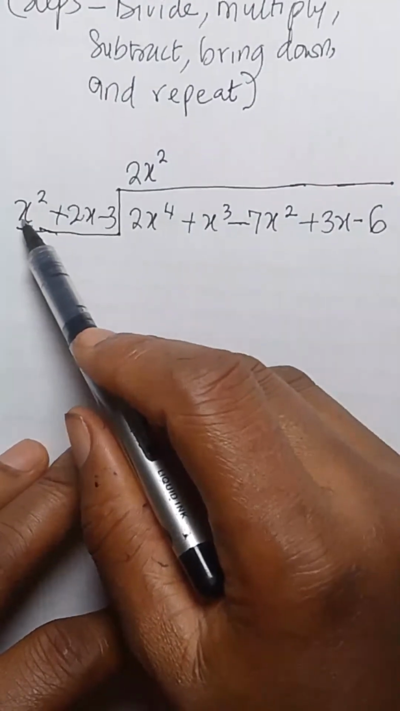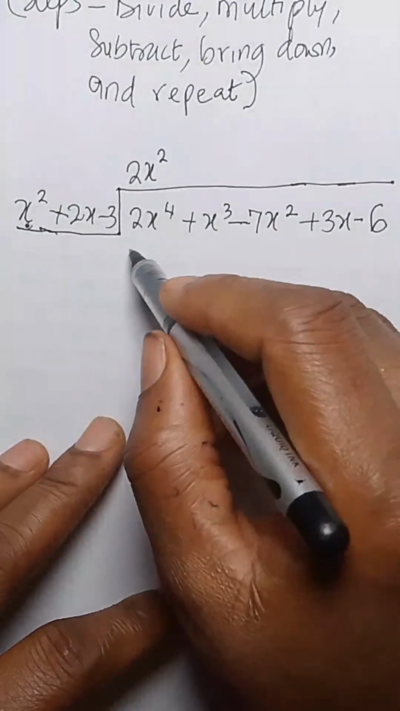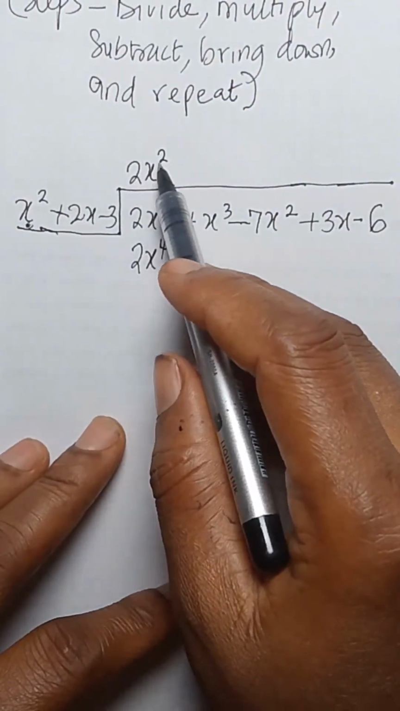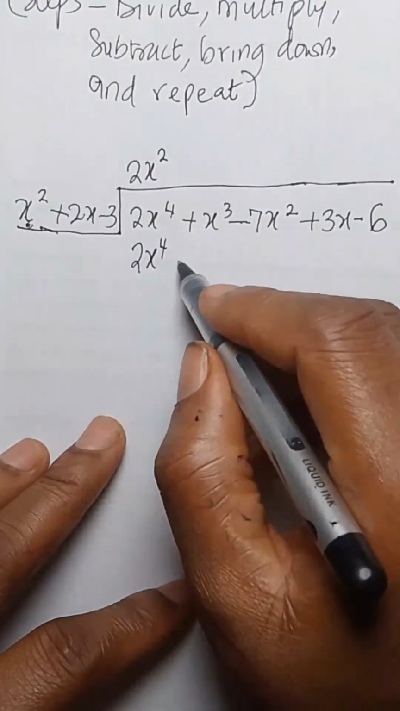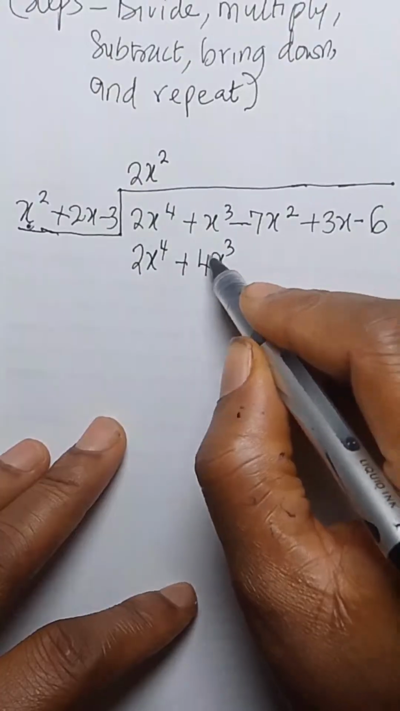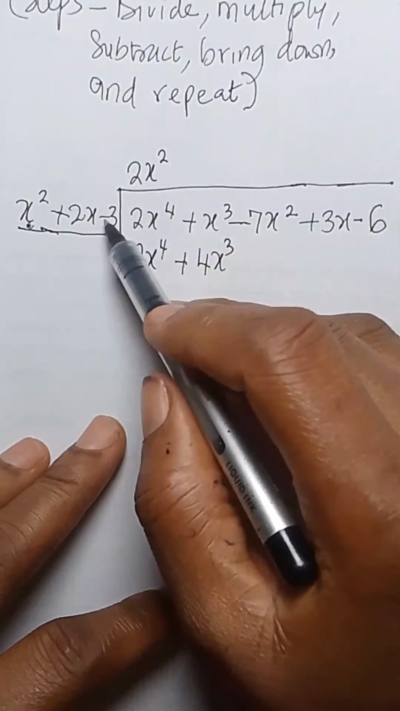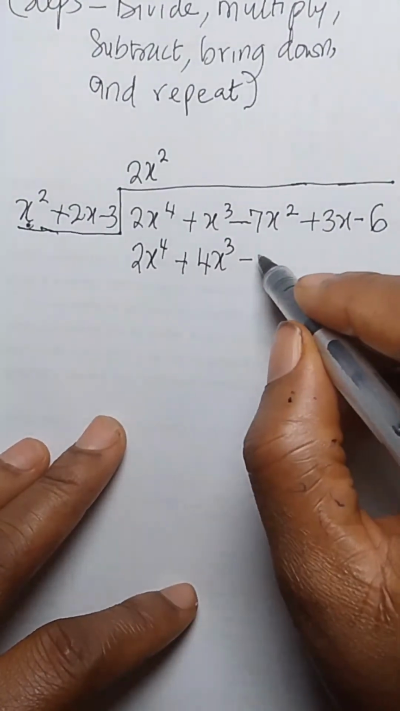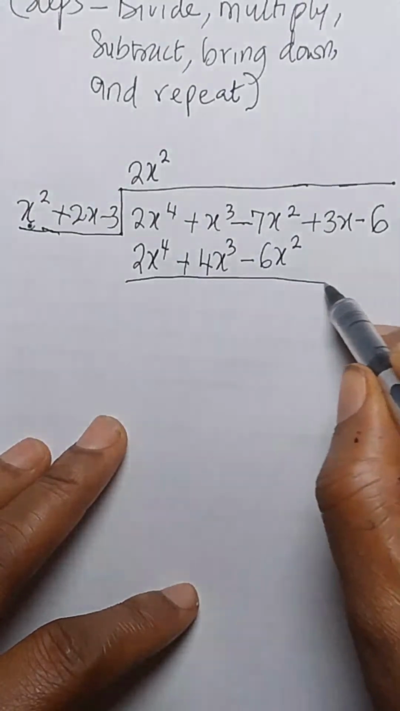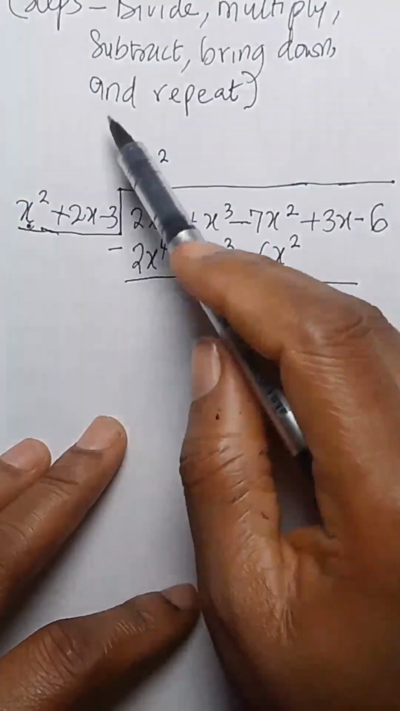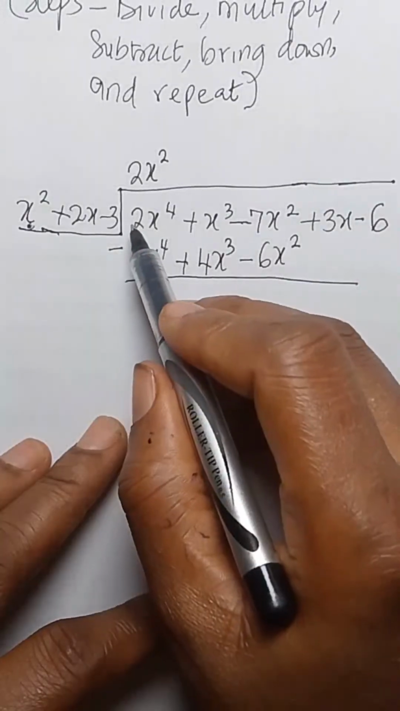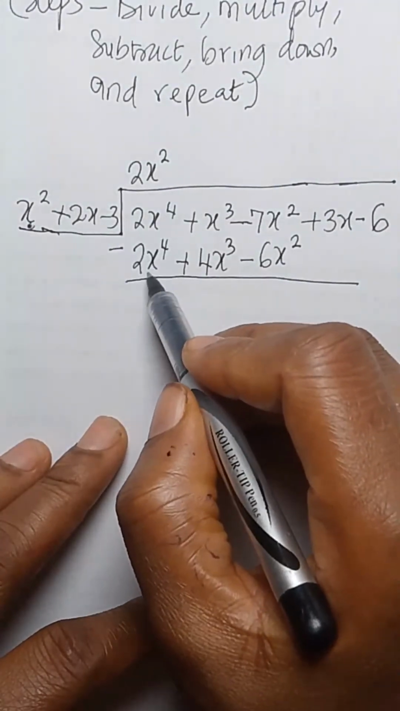So 2x squared multiplied by x squared will give us 2x to the power of 4. 2x squared multiplied by 2x will give us plus 4x to the power of 3. 2x squared multiplied by minus 3 will give us minus 6x squared. All right. So we are going to draw the line and we subtract. We've divided, we've multiplied, then we subtract. 2x to the power of 4 minus itself will give us 0.